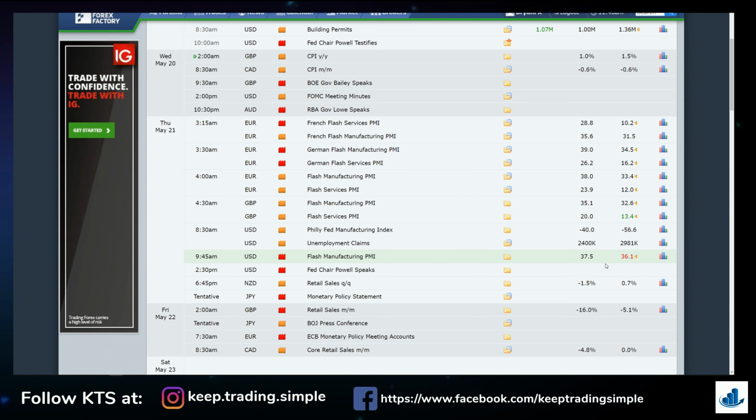It was at 36. Anything under 50 shows contraction, which you would assume, right? But this time we're coming in at 37. And then what do we have? Powell speaking at 2:30. Okay, so Thursday is one of those days where there's a lot of early market movement, particularly if you understand how to trade the dollar. And then bam, 9:45 and then 2:30. So I think there could be some nice trades on Thursday this week.